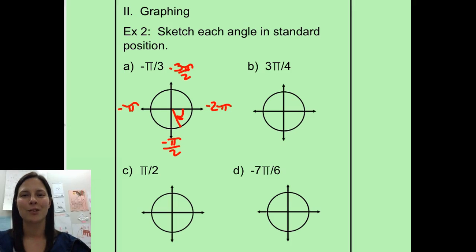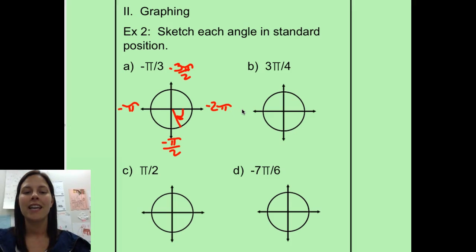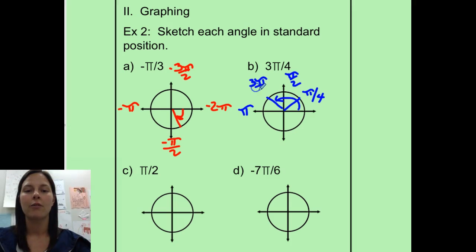Here's a slightly easier one. It's positive. We'll be rotating in a counterclockwise direction, which will make it slightly easier on us. And we're splitting pi into fourths, which you split it in half, and then you split it in half again. So over here would be pi over 4. So rotating halfway through that second quadrant would be 3 pi over 4.